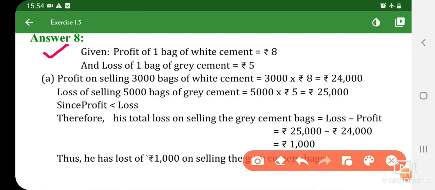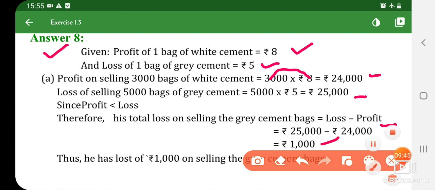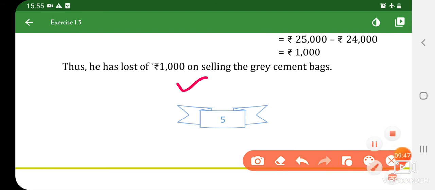Given, the profit of 1 bag of white cement is rupees 8 and the loss of 1 bag of grey cement is rupees 5. So the profit of selling 3000 bags, when we multiply 3000 into 8, is 24,000. And the loss of selling 5000 bags of grey cement is 25,000. Which one is greater? Here the loss is greater than the profit. So therefore the total loss on selling, loss minus profit, is 1000. So 1000 is the loss of selling the cement.